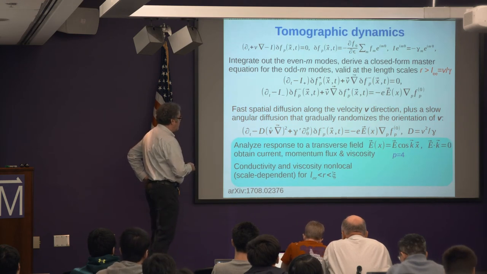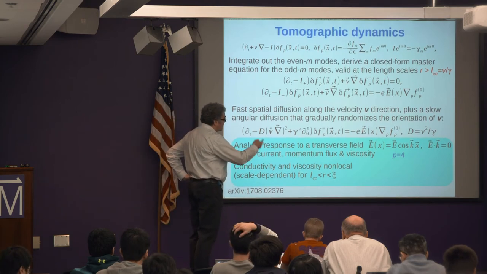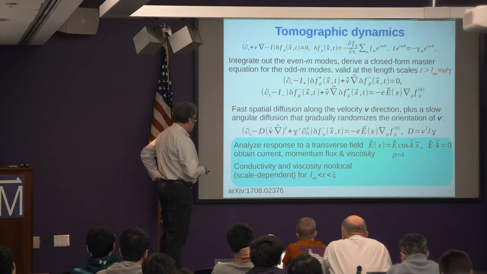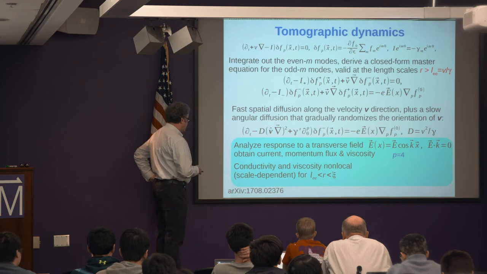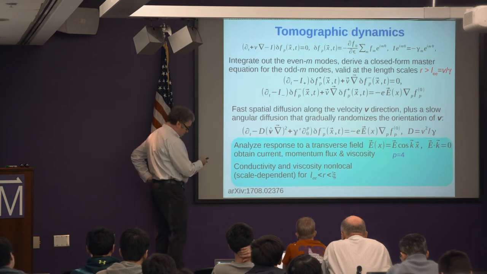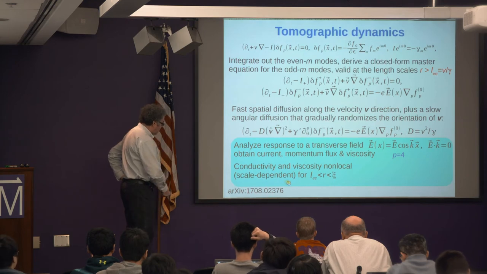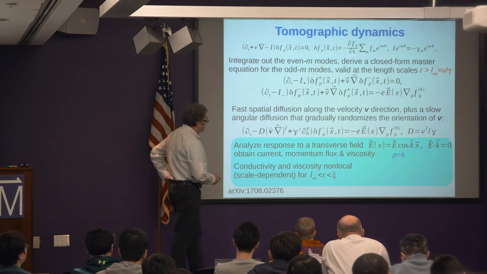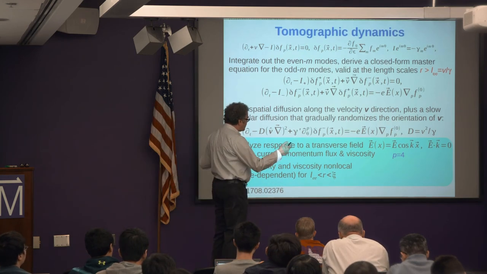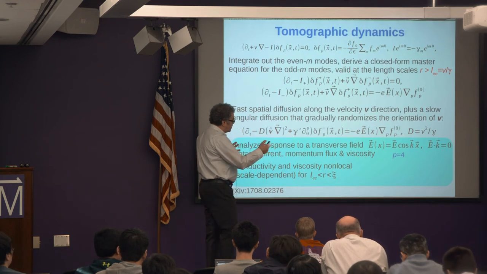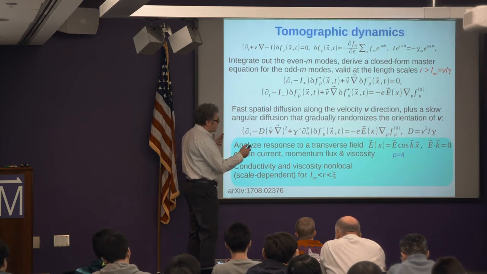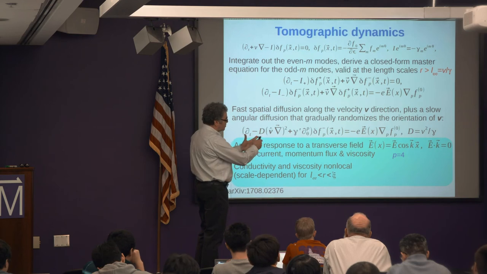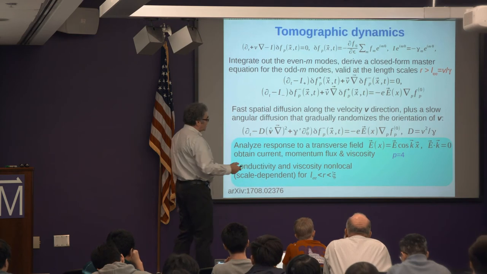Then using this equation, you can calculate the response of current to electric field and get conductivity and viscosity. It's a simple calculation, no time to do it on a blackboard or a whiteboard or on a screen, but it's in this paper. Then the conductivity and viscosity become scale dependent. In that hydrodynamic regime, viscosity and conductivity is not a number, it's a function of k. That means that viscosity will depend on the length scale at which you measure it, and so will conductivity.